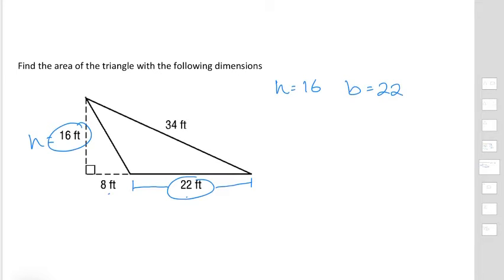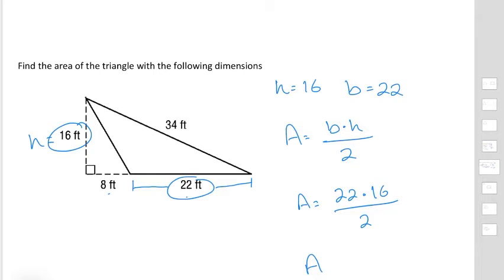And so once again, finding the area formula is just base times height divided by 2. And so when we substitute it in, the base was 22, the height was 16, divide both of those by 2, and we get an area of 176 feet squared.